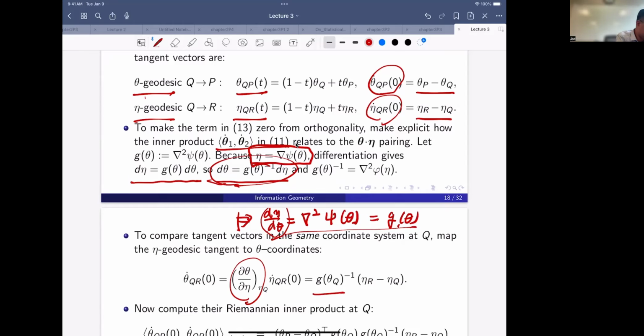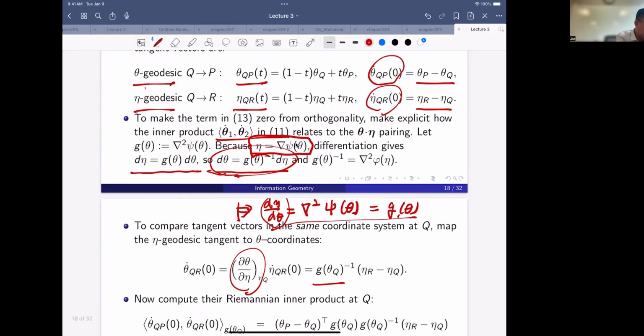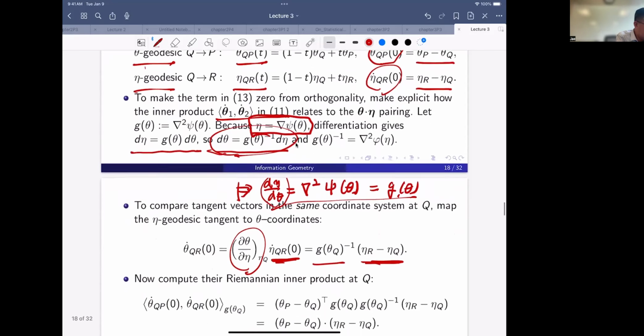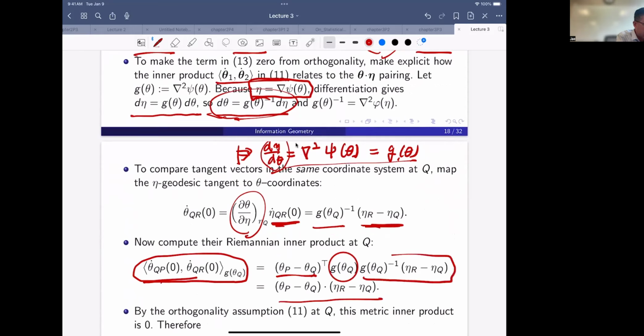Something like that. And then this guy is this guy. So this Riemann inner product at Q can be written as something like this. Because this is the metric, and these are vectors, right? So this guy is this vector, and this guy is this vector, and then we have a metric.